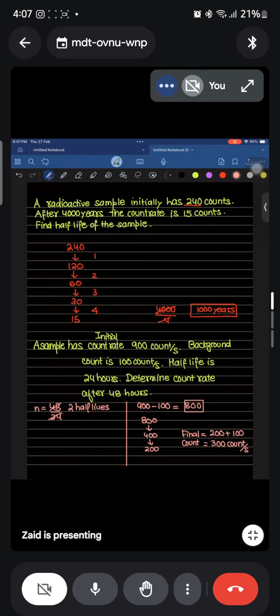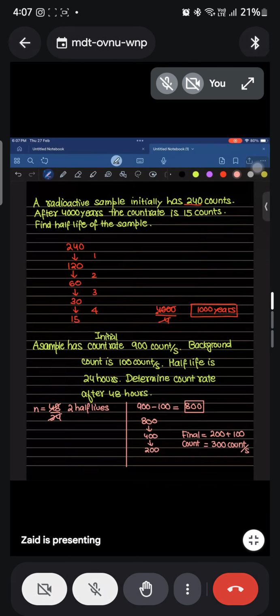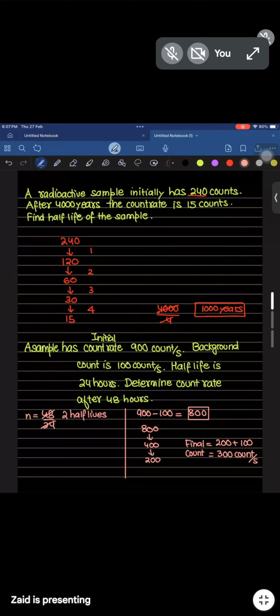Please remember this. Step number one, subtract the background radiation. Step number two, apply the half-lives. Find the number of half-lives and halve it that many times. And then for the final count, you have to add that background count again into the reading. That's it. Understood? Yes, sir.